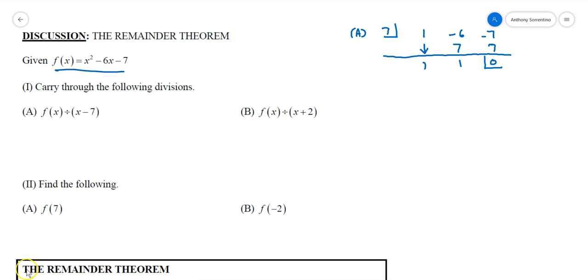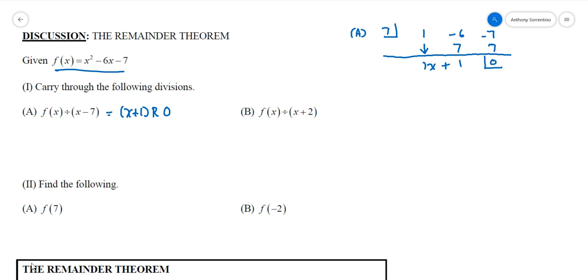So this is basically telling me I have a remainder of 0, and this is my constant term. This is my x term. So this division is equal to x plus 1 with a remainder of 0.